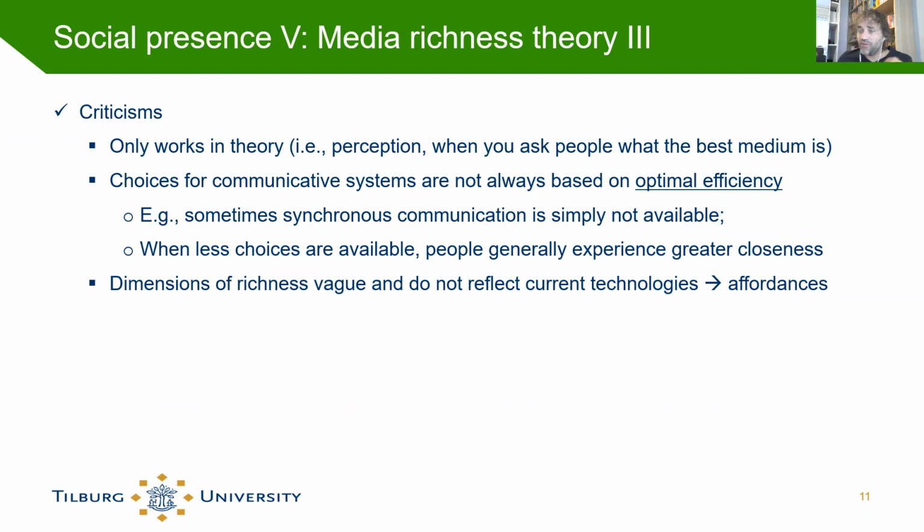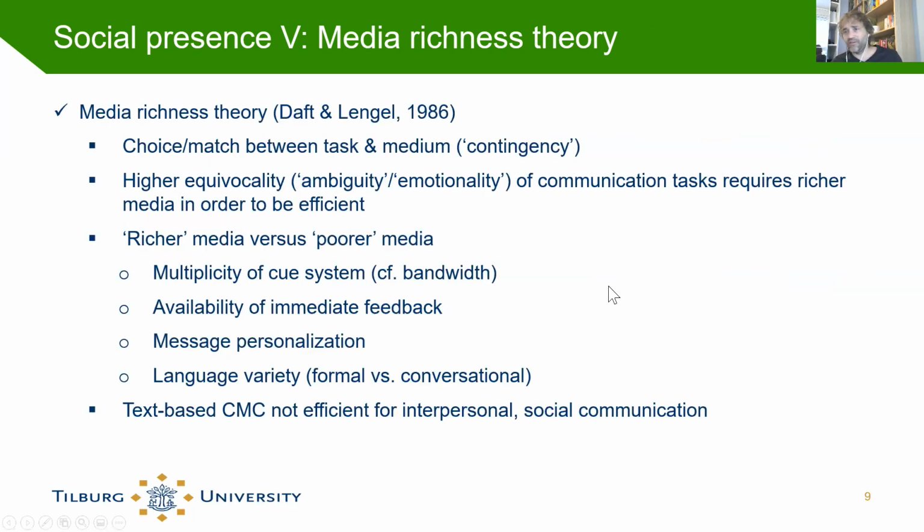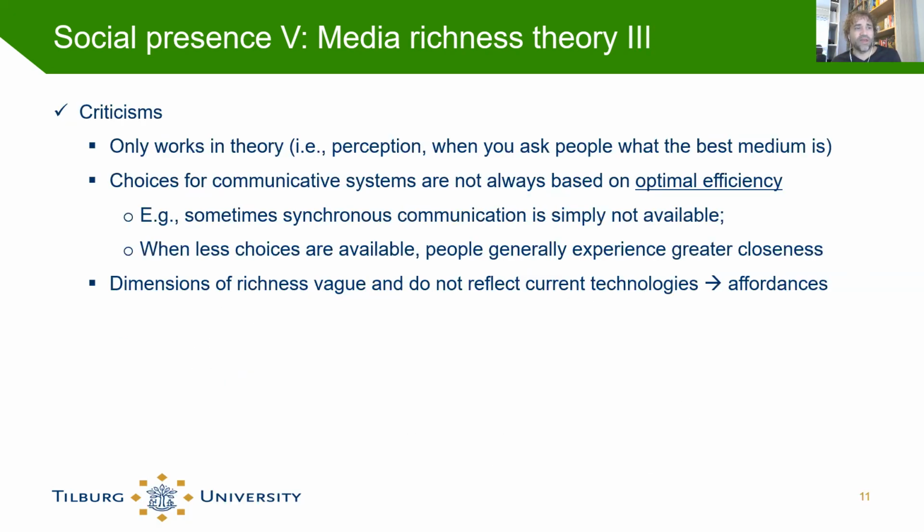Finally, those dimensions of richness, cue systems, etc., are pretty vague and also not really applicable to current technologies. Especially language variety, you can do that with every communication technology. Immediate feedback, it becomes more synchronous. But nowadays we have other affordances for communication technology that may make it better than face-to-face. With face-to-face, we don't have the visibility that we have with social media. We don't have the editability that we have with social media. Media richness was invented in like 1984, so it doesn't really take into account any of the affordances of social media.